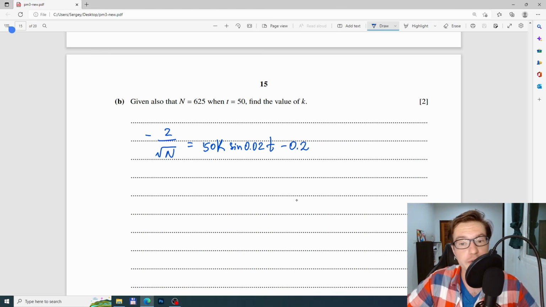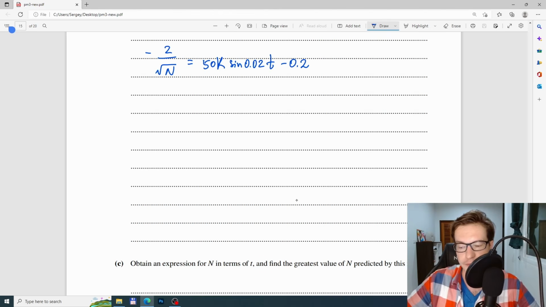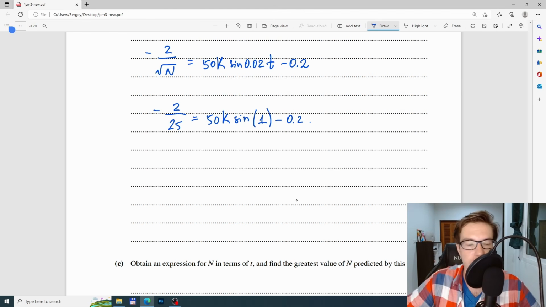Now for the next one, we'll have to find the value of k, given that n equals 625 and t equals 50. So we can substitute both of the values into the equation we got in the previous question. If I do this, I will get -2 over 25 equals 50k times sine 1 minus 0.2. Now I have to solve this equation and find the value of k.